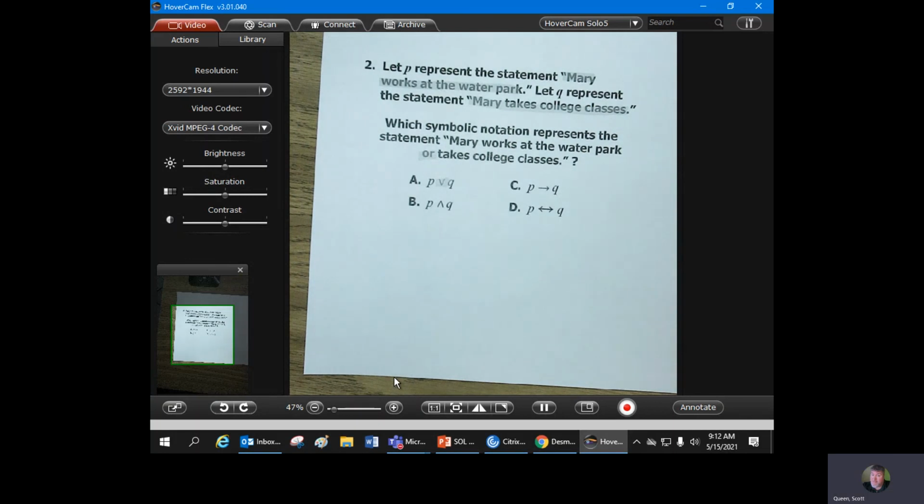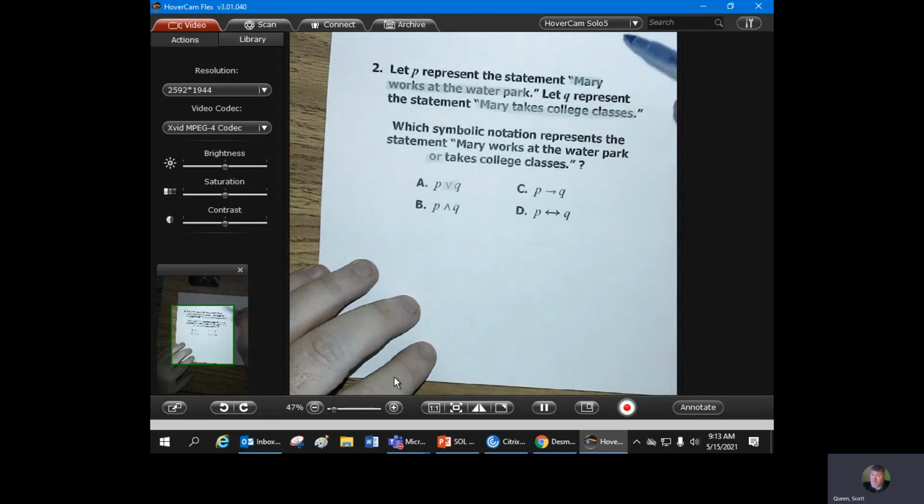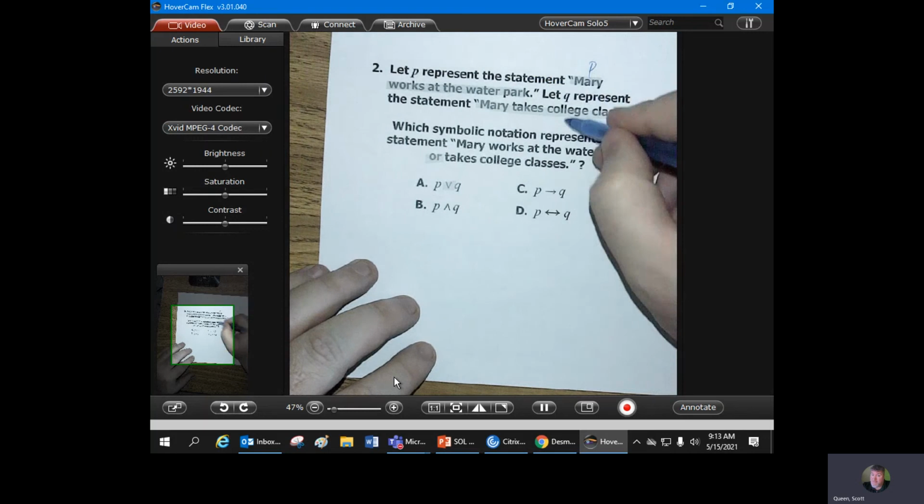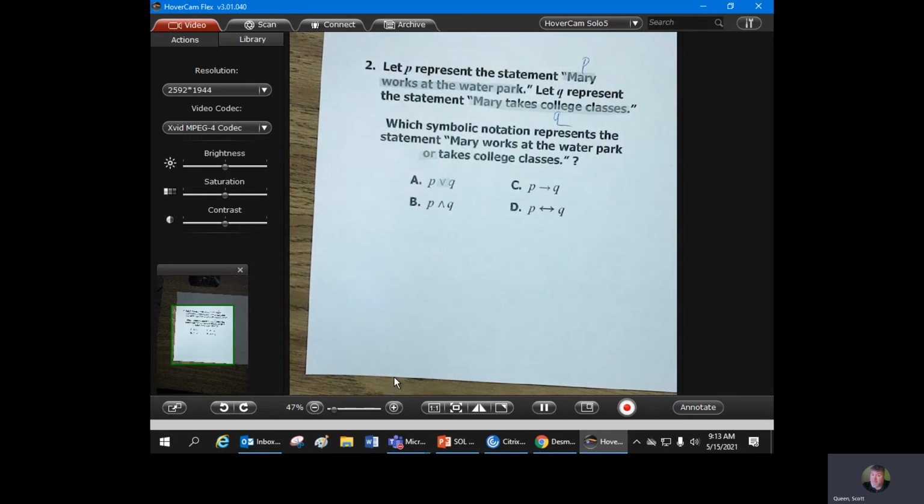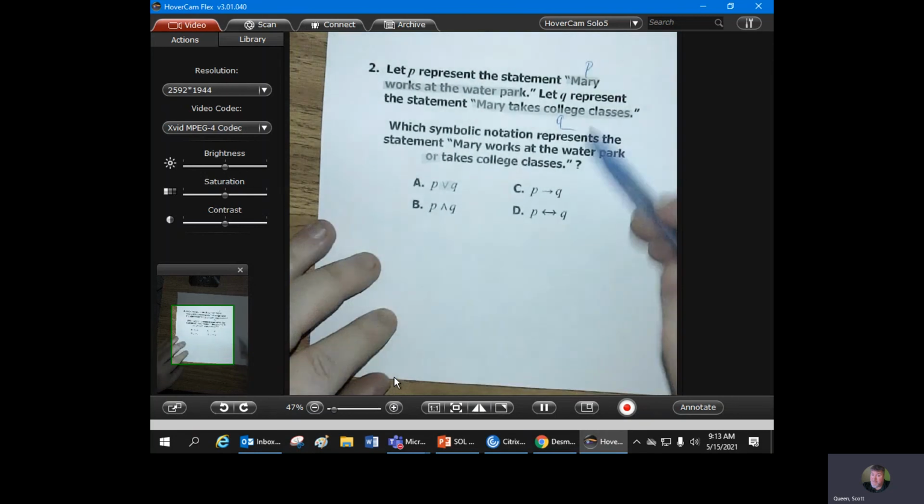All right. Oh, wonderful. More logic. Okay. Let P represent Mary works at the water park. Okay, that's P. Let Q represent Mary takes college classes. Okay, no problem. Which symbolic notation represents the statement Mary works at the water park or takes college classes?